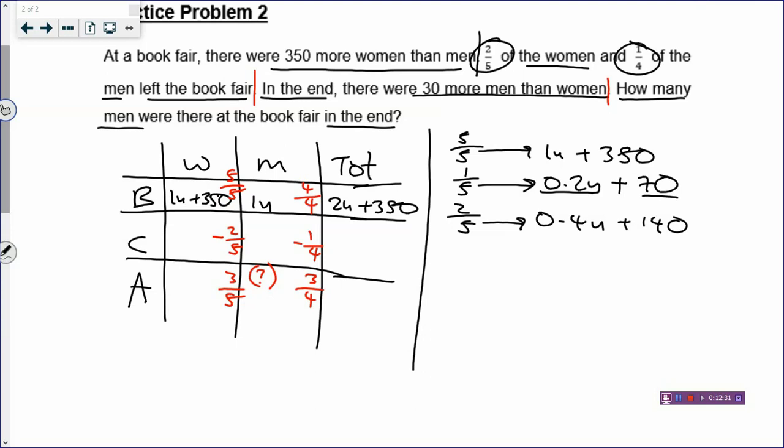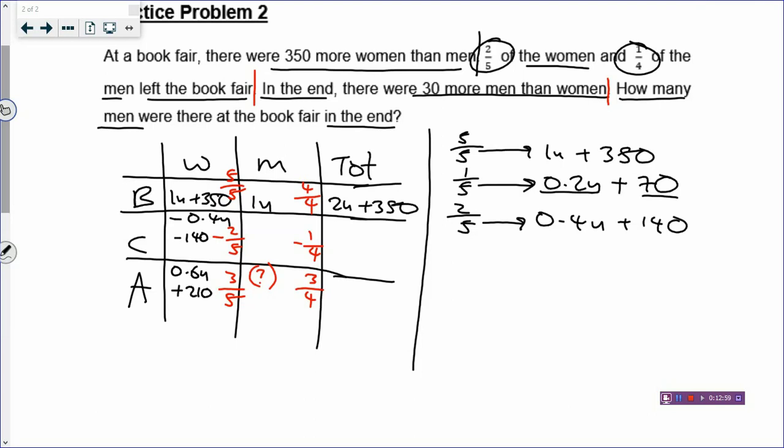So 2/5 of the women left, which is how many? Left means you have to minus 0.4 units and then minus 140. So now can you find the after? How to find the after? You take 1 unit, which is the women at first, 1 unit minus 0.4 unit, and you get 0.6 unit. And then 350 minus 140, and you get 210. So this is the women in the end.